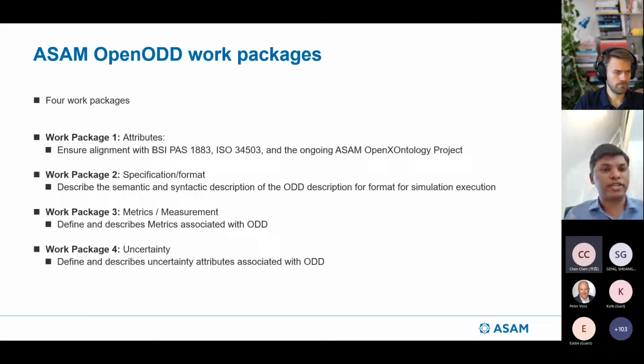So we split the project into four work packages essentially. The first work package focused on attributes. As we said earlier, there are quite a few taxonomies out there. We wanted to ensure that we've got alignment across all of them, and also with the ongoing ASAM OpenX ontology project. Work package 2 focused mostly on the format and the specification, work package 3 went into the details of the metrics, and work package 4 started talking about uncertainty. We've got Jason, who'll be talking about work package 2, Bernard talking about metrics, and Eddie about uncertainty later in the call.